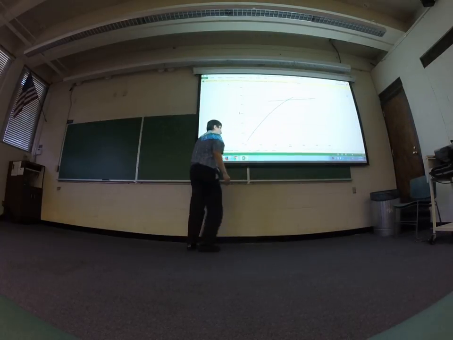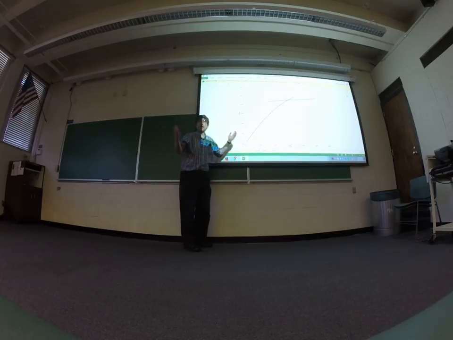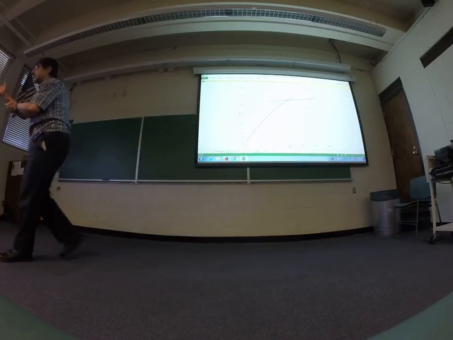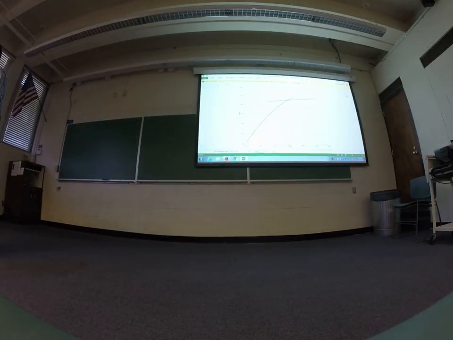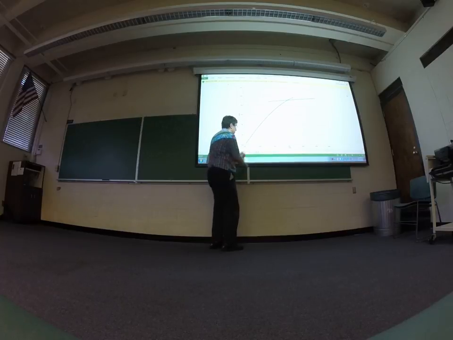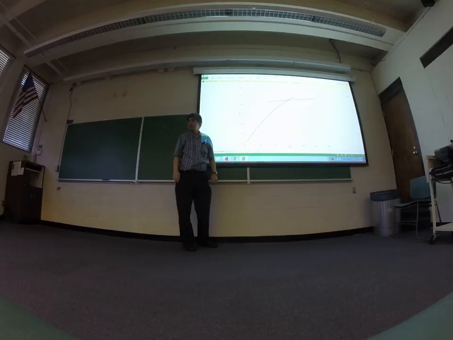Anyway, as pressure goes to 0, fugacity goes to pressure, which means a fugacity against pressure plot would be a straight line with slope 1. F equals P is a straight line of slope 1, which means in these regions, if you read the fugacity at any pressure, it's about the same number. Okay?